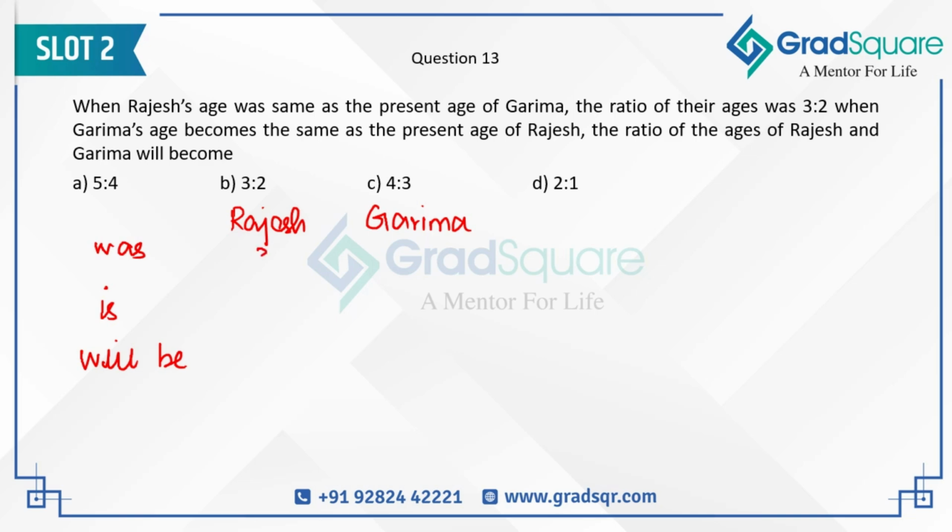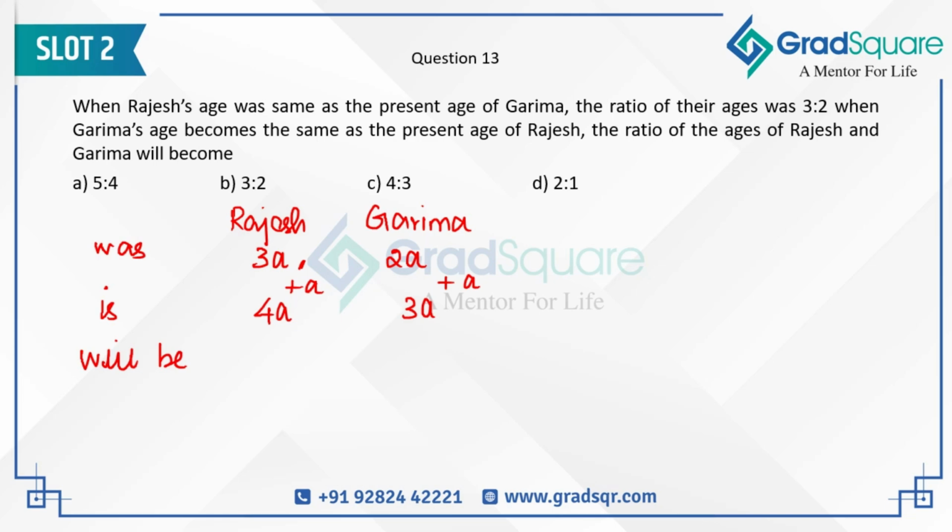So let me take Rajesh's age as 3A and Garima's age to be 2A. When Rajesh's age was the same as the present age of Garima, so when Rajesh was 3A, the present age of Garima should be 3A. And when you compare the present and the past age of Garima, there is an increment of 1A. So the same will be reflected in Rajesh's age. So Rajesh's present age will become 4A. And in the next statement, when Garima's age becomes the same as the present age of Rajesh, so present age of Rajesh is 4A.